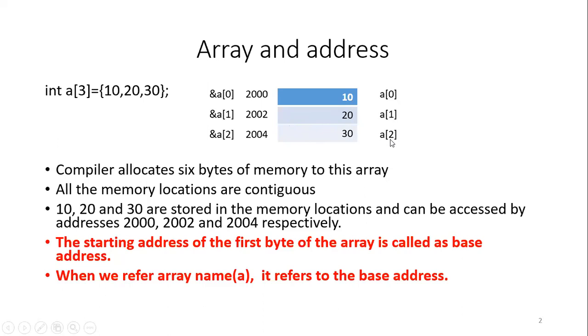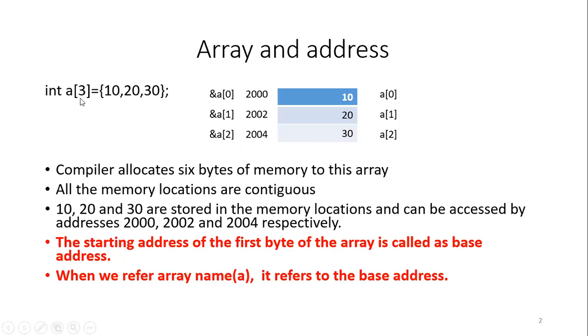Now, the array index will start from 0 and it will proceed till n minus 1, where n is the size of the array. Let us assume that we want to access the address of these elements. When I want to access the address of the elements, I have to use ampersand before the particular element. So &a[0] will give the address of the first element, which is stored at index 0. Then &a[1] will give the address of the second element, which is stored at index 1, and so on.